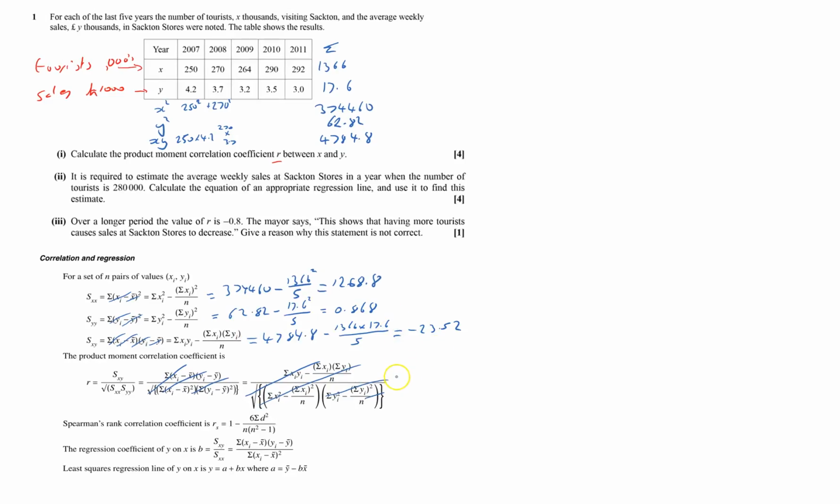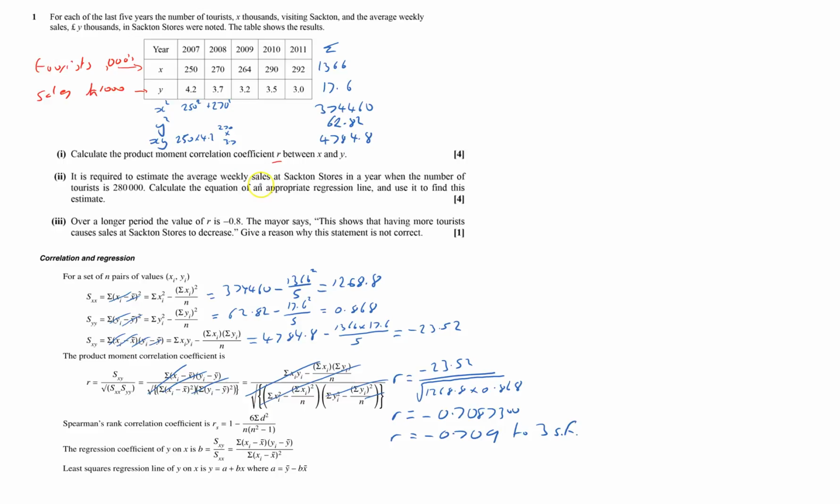So having worked those out, I can now work out what my R is. It is the sum of the xy, so that's minus 23.52, divided by the square root of the other two times together, which is 1268.8 times 0.868. So R will equal minus 0.708730. So R equals minus 0.709 to 3 significant figures.